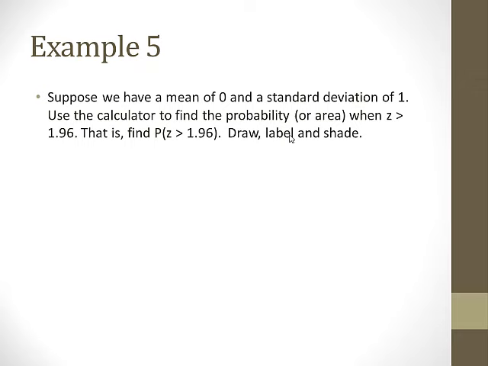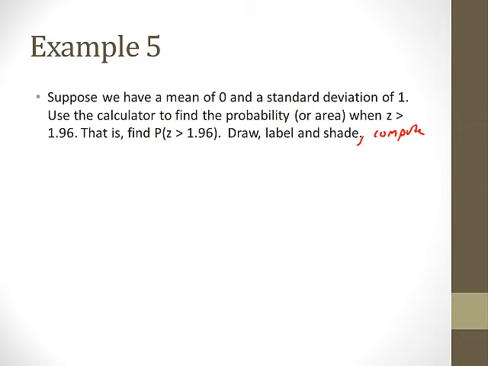Okay, see if you can do this one on your own. Suppose we have a mean of 0, standard deviation of 1. Use the calculator to find the probability or area, another way to look at it, when z is greater than 1.96. Draw, label, shade, and compute. Okay, so pause the video, see if you can get this one to come out.